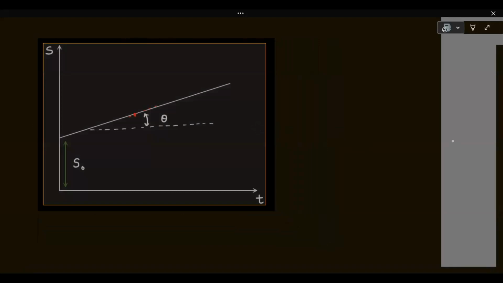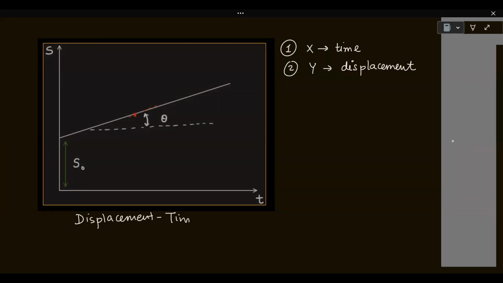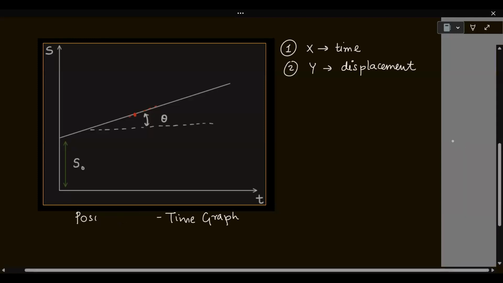Okay. First, where do you start? X represents time and Y represents displacement, or I should say position. Both of them are correct. This is a displacement time graph, or a position time graph, which would actually be more accurate.